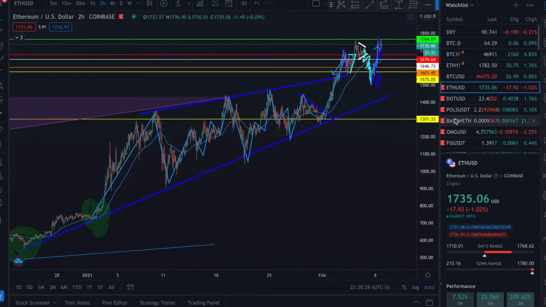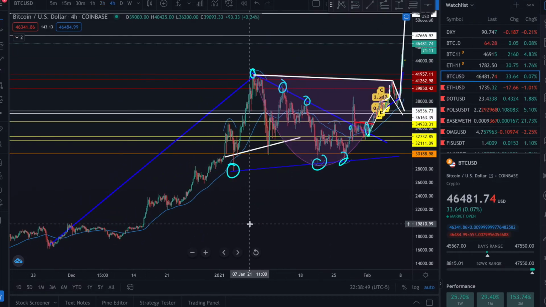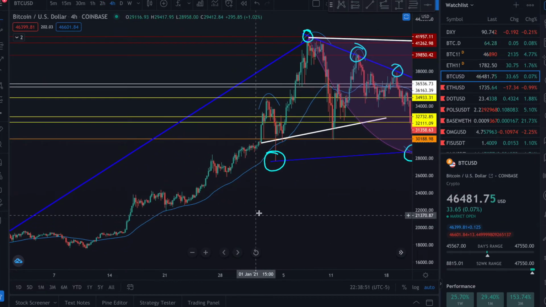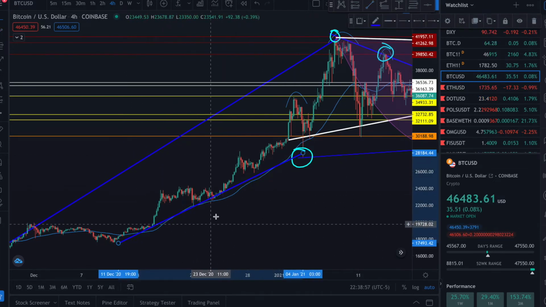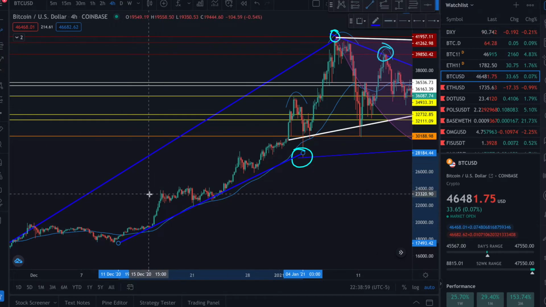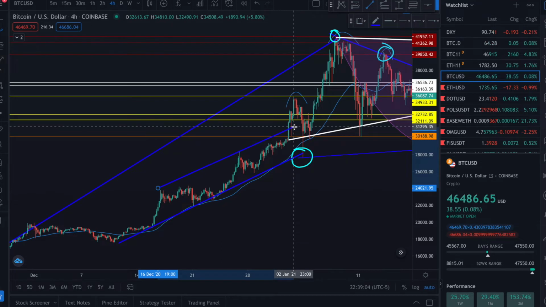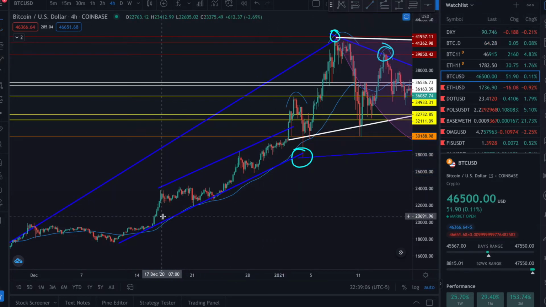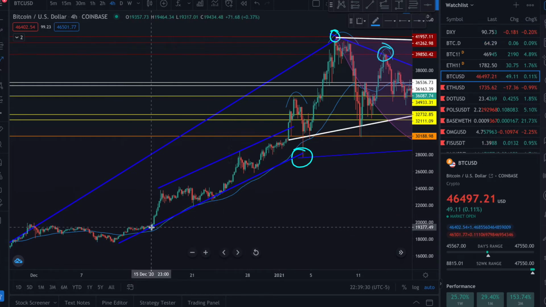Let me see what else. I think Bitcoin has a pretty solid channel as well. What do I see? Can I say this is a channel? Let me see. I guess we could say we've seen a little bit of a channel from December 16th until January 2nd. I'll say that's a channel.